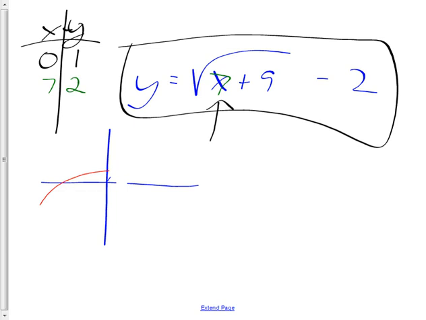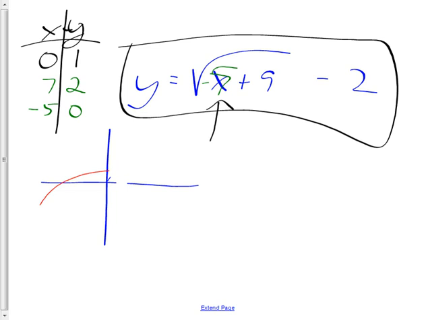Did anybody get smart enough to use a negative number for X? Good idea. What did you do? -5. Okay, if I stick in a -5 right here, -5 plus 9 makes 4. Square root of 4 is 2. 2 minus 2 is 0. Did you have -5 comma 0? Then you did it right. Anybody else have any combos that work?